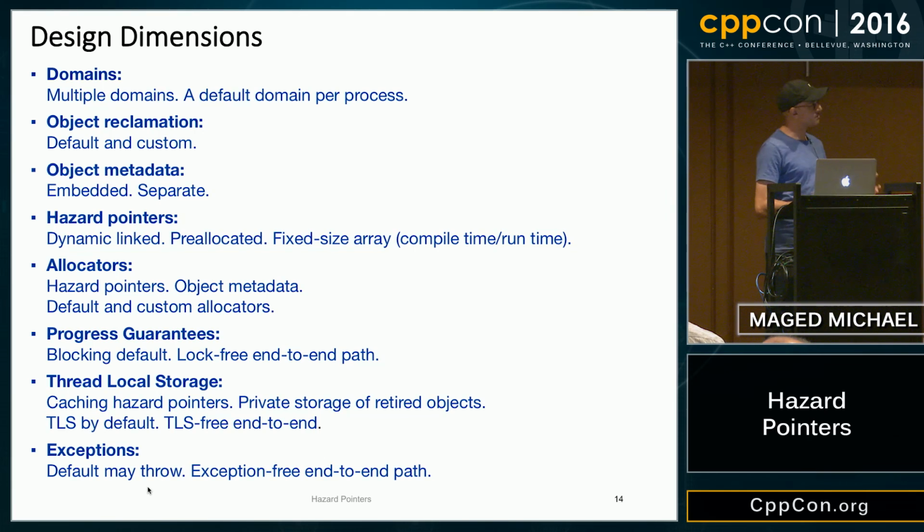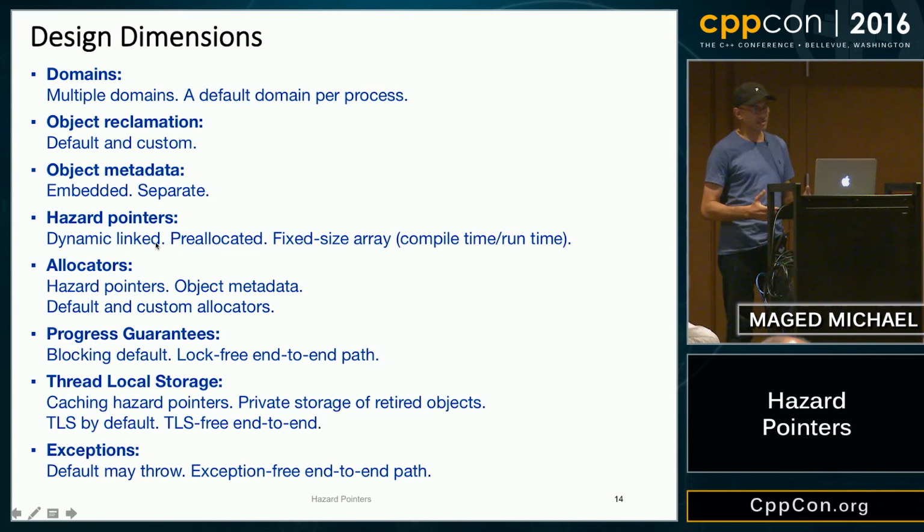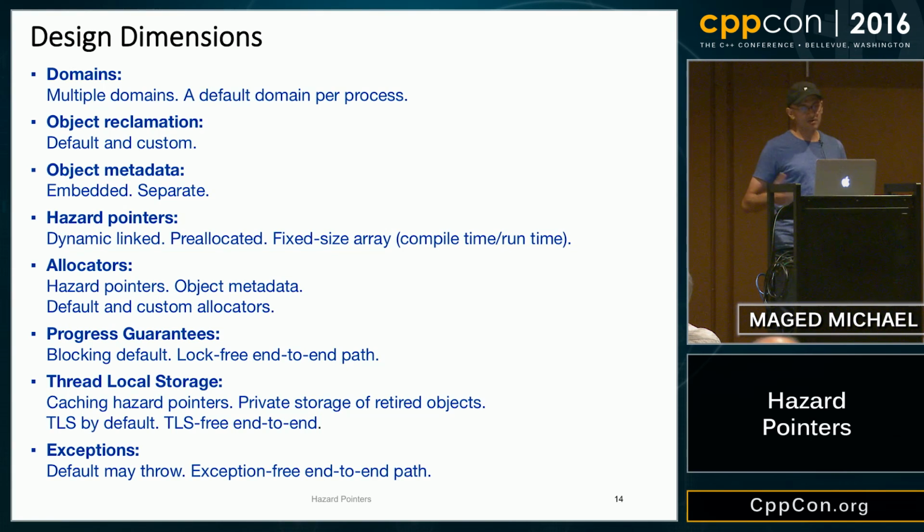You have two ways: a default domain, or multiple domains. Object reclamation, you want to be able to customize that. Metadata, do you want it embedded with the object or separate? Hazard pointers, are they a fixed number at compile time, at runtime, or are they dynamic and in a linked structure? Do you want them pre-allocated because you don't want exceptions? So lots of options here that probably different users will want different support.